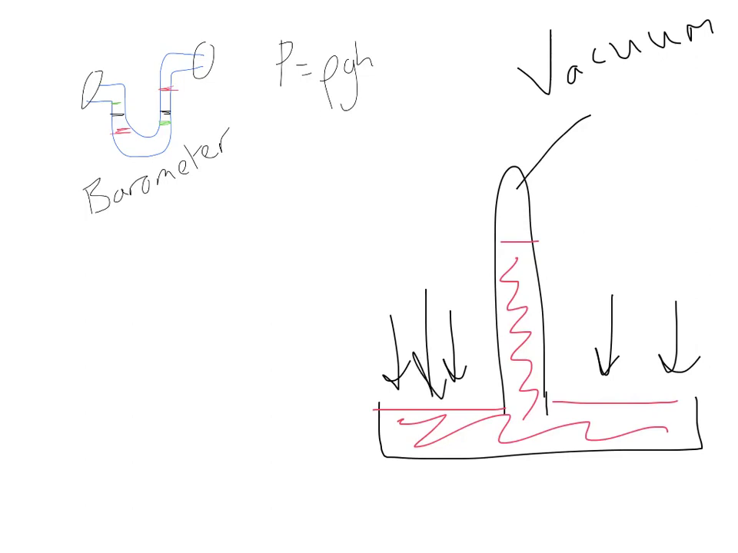As the pressure increases over here, the red line goes up, although it would actually be a grey line because it's mercury. That then tells us what the pressure is in the atmosphere around us every day, and that allows us to predict stuff like what the weather's going to be like.